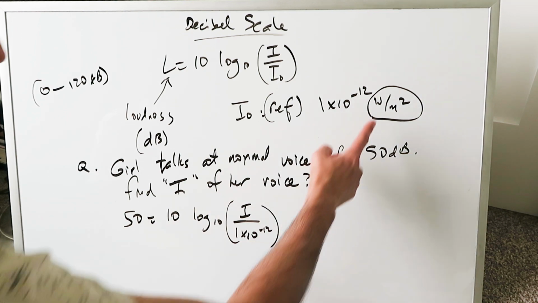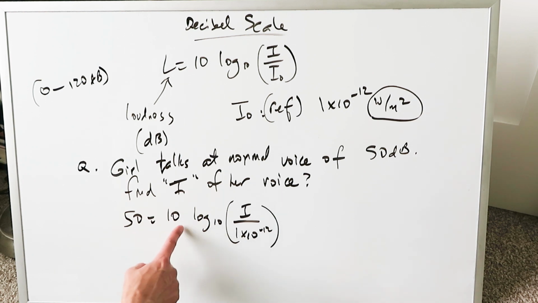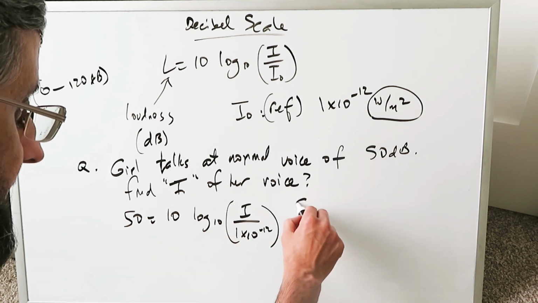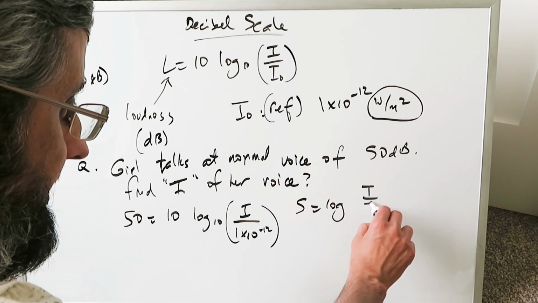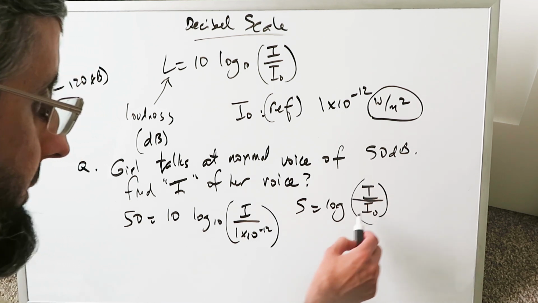Here the units of our answer will be watts per meter square. All you have to do is this computation. Take the 10 to the other side, and you'll get 5. So 5 is equal to log, and we know it's base 10, of I divided by I0. I won't put in the I0 figure, we know what it is.